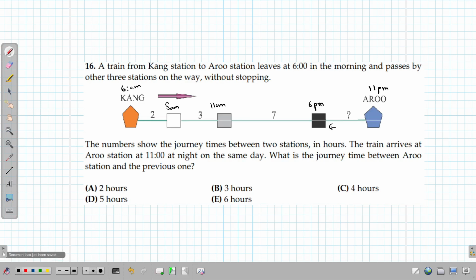What is the time from here to here? That is 11 minus 6, which is 5 hours. The time taken between every station and the previous one is 5 hours, which is option D.